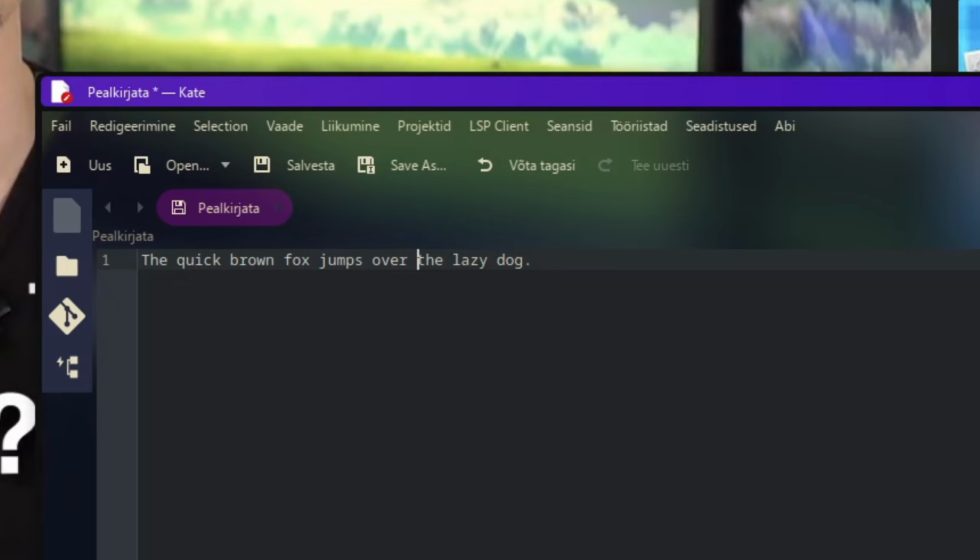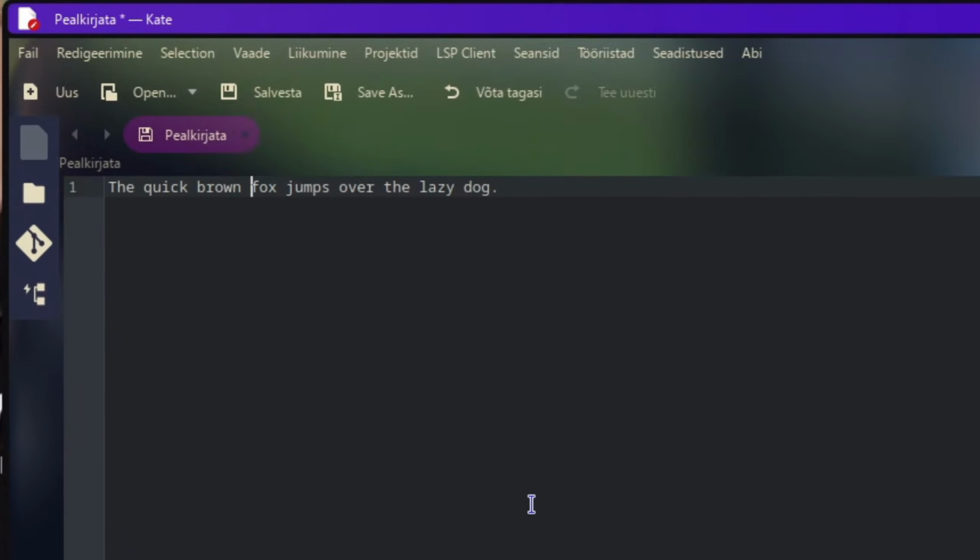Normally if you're in insert mode, you insert text, right? But if I press the insert key, I can start overriding the text like this. If I press it again, it goes back into insert mode. So that's the basics of what this key does.